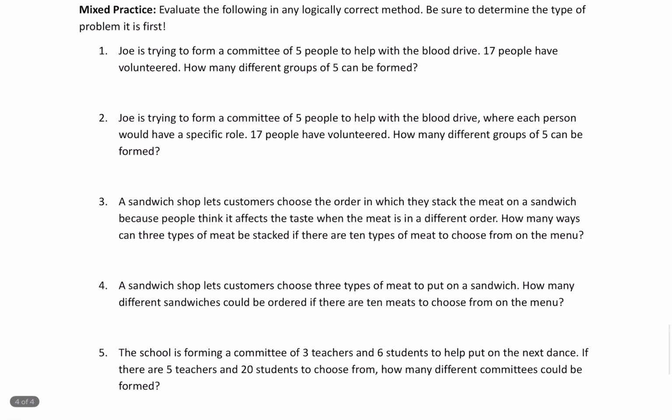So, evaluate the following in a logically correct method. Be sure to determine the type of problem it is first. So we have to choose whether it's a combination or a permutation, and then we have to evaluate it.